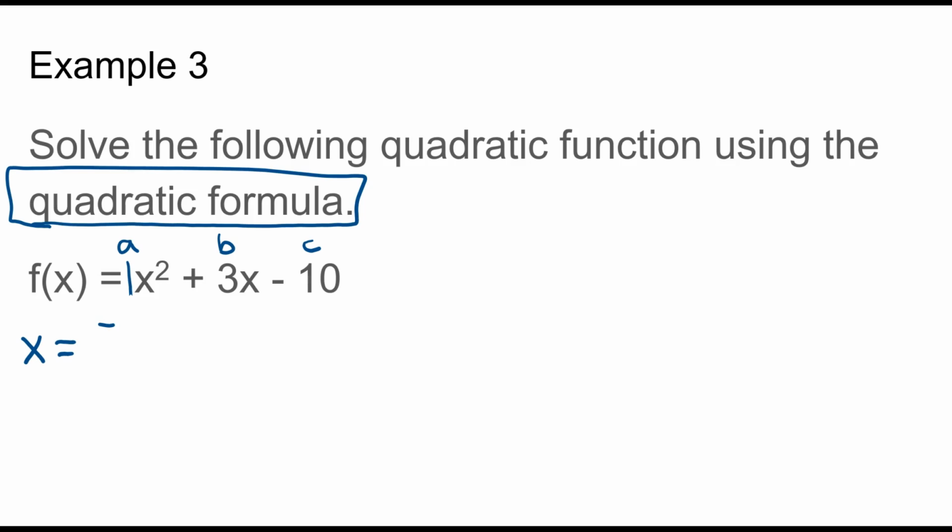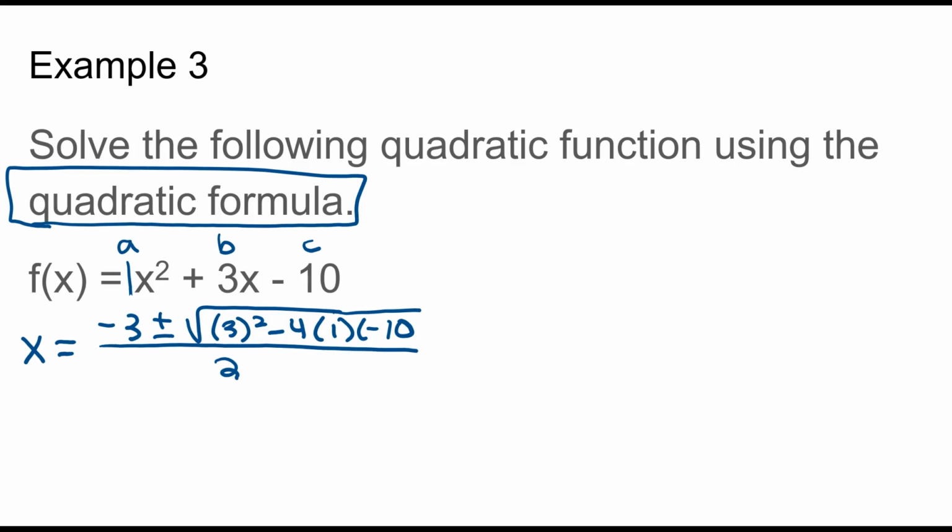X equals the opposite of b plus or minus the square root of b squared minus 4ac. Notice how I have to extend my square root all over a giant fraction to 2a. Remember, type just underneath the radical, not the actual symbol itself. Negative 3 plus or minus the square root of.